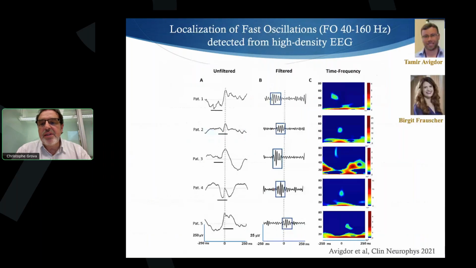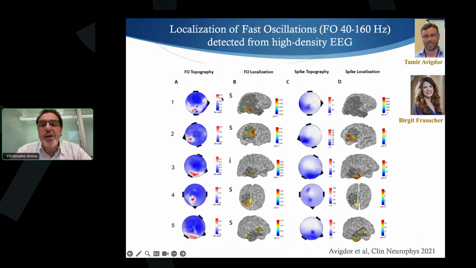On the same topic, but this time in EEG, with my colleague Birgit Frauscher and with my previous PhD student Tamira Victor, what we did is we looked at spikes and fast oscillations, or gamma oscillations, around the spike. So we looked at those spikes to localize them using MEM, and we localized those gamma oscillations that were clear oscillations, not artifacts, using this wavelet MEM. And again, we see very nice correspondence between the fast oscillation localization and the spike localization for this small series of patients.